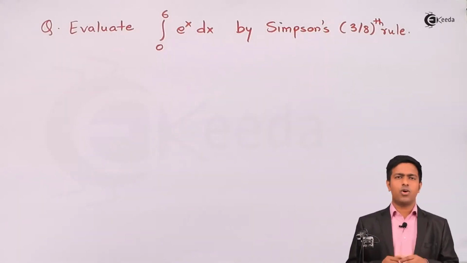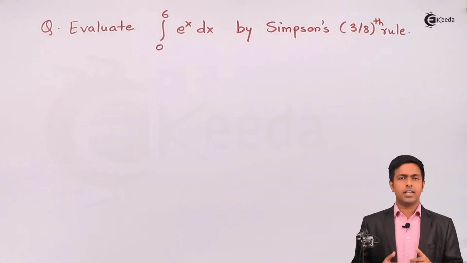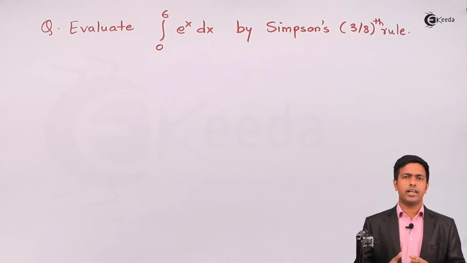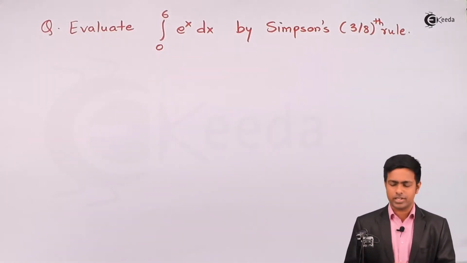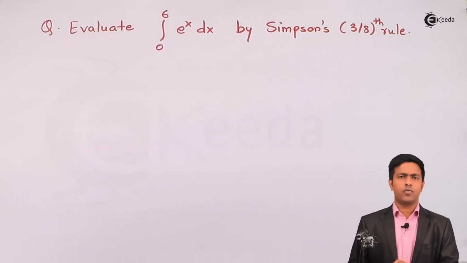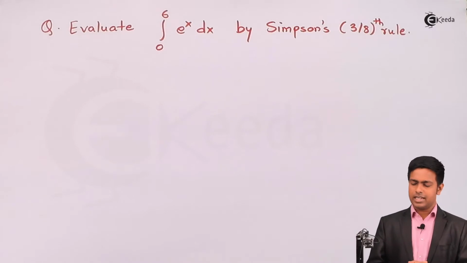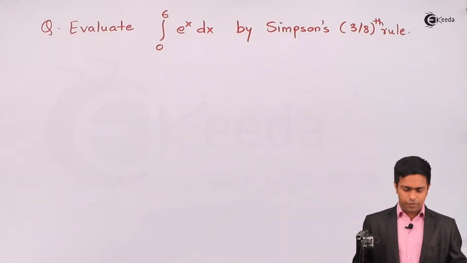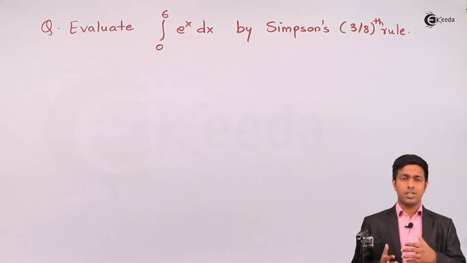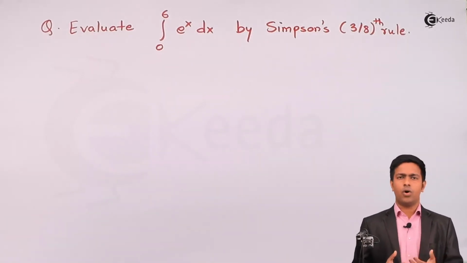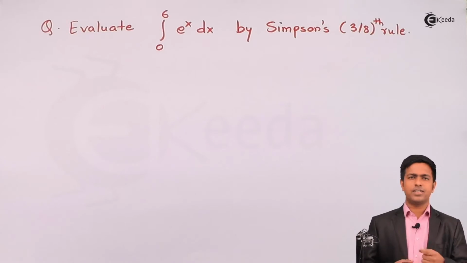Here we are going to solve a numerical which is based on Simpson's 3/8 rule, and we'll see what is the value of the definite integral. So here we have integration from 0 to 6 of e raised to x dx, and we have to get this value of integration by using Simpson's 3/8 rule. So guys, let's start. First of all, to use the Simpson's 3/8 rule, we must find out the value of y at different subintervals.